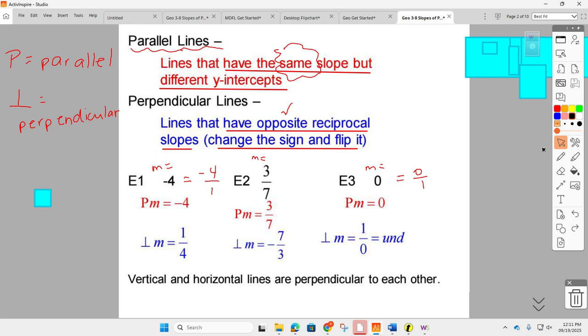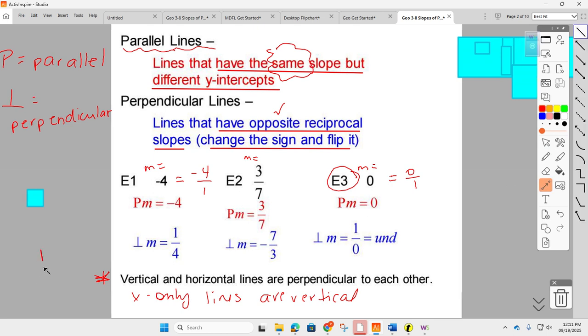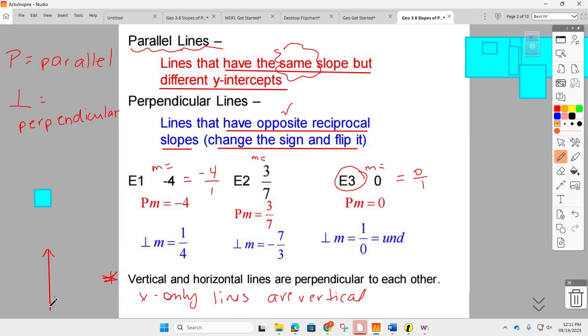So, example 3 is related to this statement here. Vertical and horizontal lines are perpendicular to one another. So, x-only lines are vertical lines. So, a vertical line, a straight up and down line, its slope is undefined.